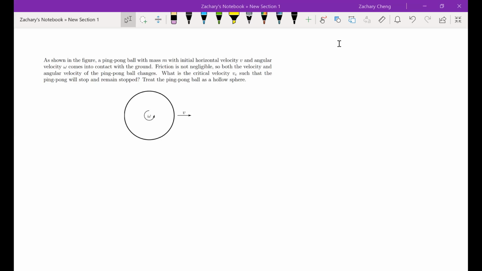Also, it's worth noting, I probably should have put this in the problem, so my bad, but the answer should be given in terms of omega and R and M, these constants.